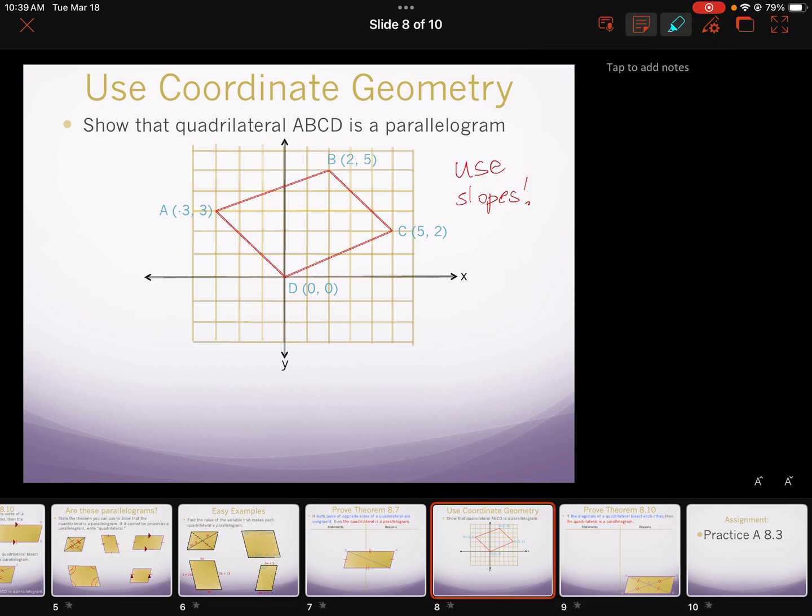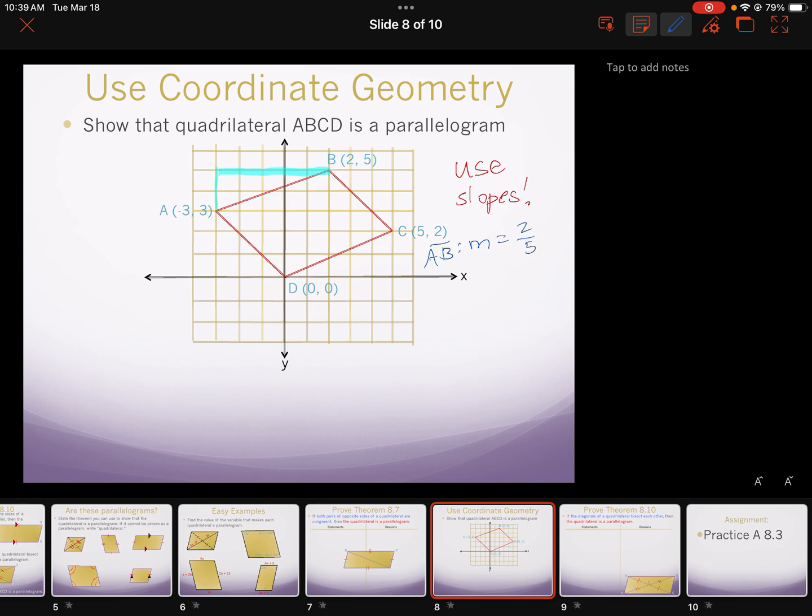So I'm going to go from A to B. It looks like I'm counting up 1 and over 1, 2, 3, 4, 5. Okay, so my slope there for segment AB would be rise 2, run 5.